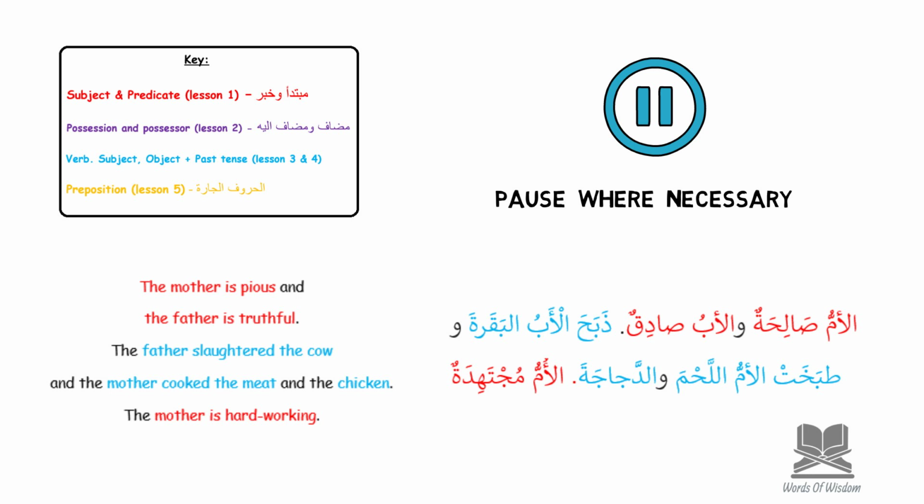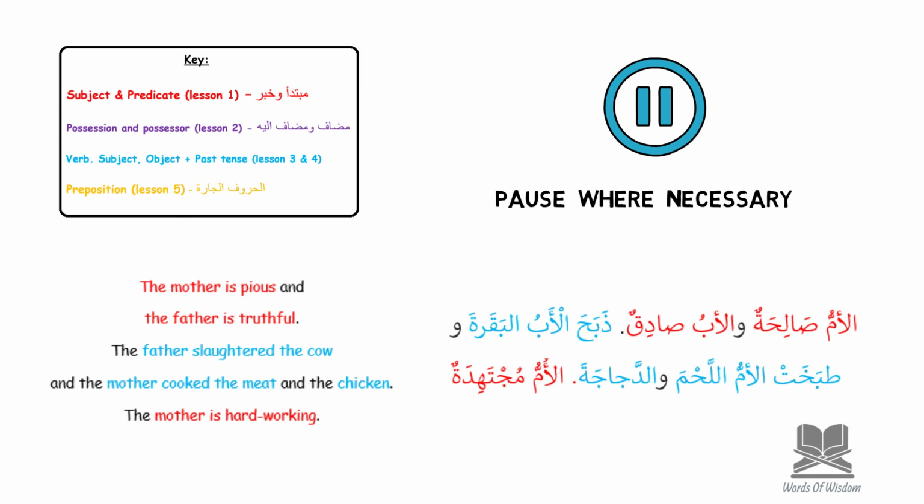And the mother cooked. So she is cooking it. It's طبخت. Who cooked it? The mother. الأم وطبخت الأم. What does she cook? The meat and the chicken. 2 things. اللحمة والدجاجة. So you've got meat and chicken. This would make it وطبخت الأم اللحمة والدجاجة. And that would finish that section.